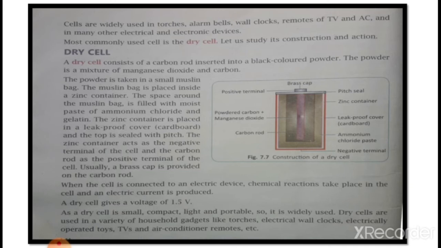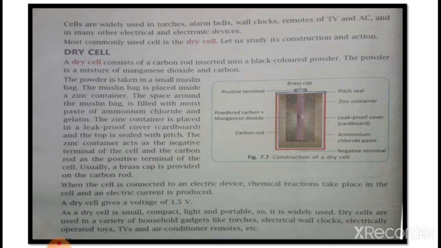And the next layer, the powder is taken in a small muslin bag and it is placed in a zinc container. Okay, and the space around the muslin bag is filled with the paste of ammonium chloride and gelatin. Okay, and it is taken in a zinc container, that is a leak proof cover. Okay, and the top is sealed with pitch.